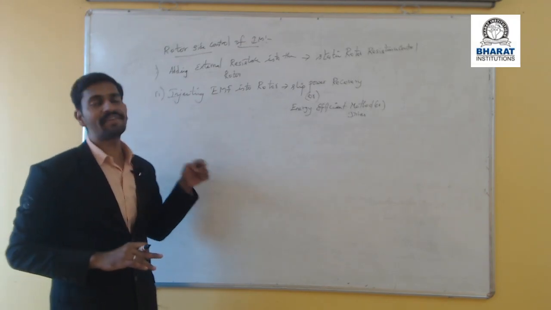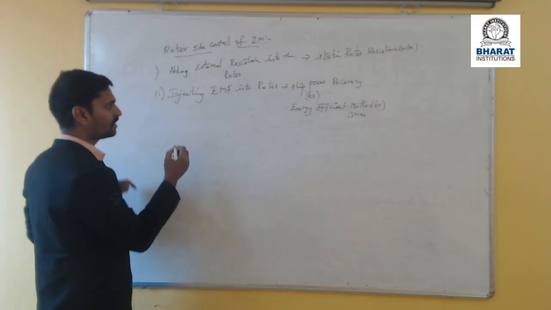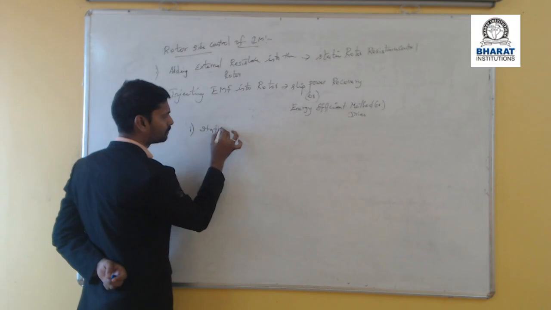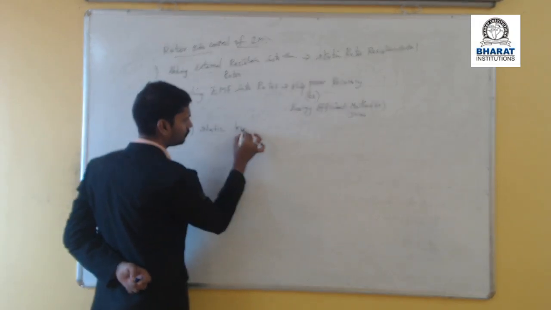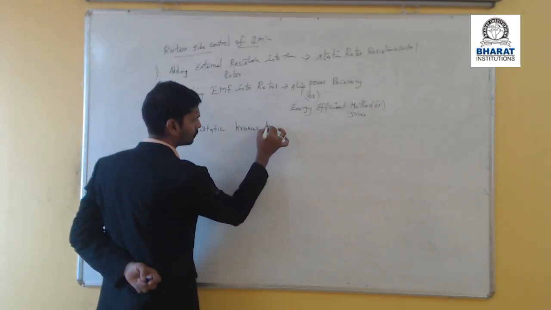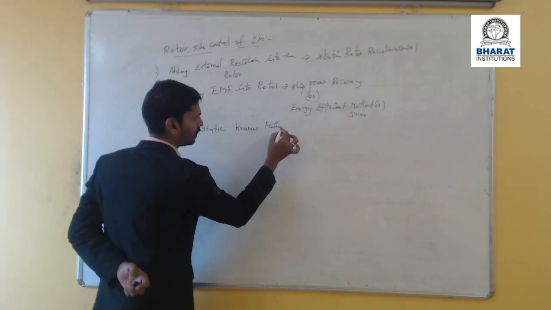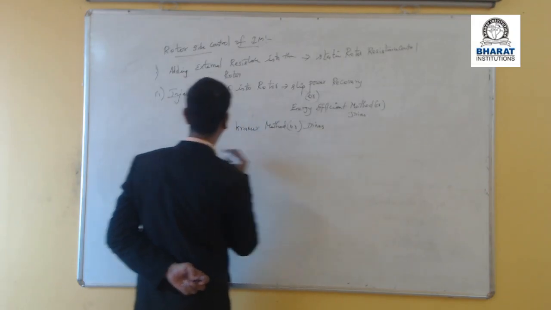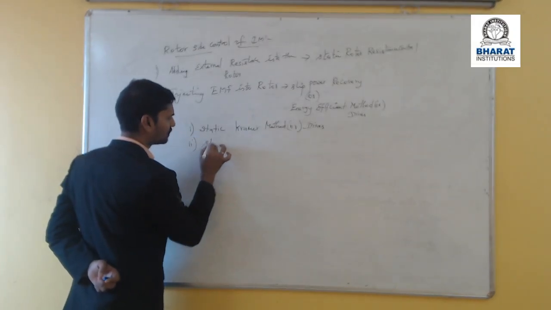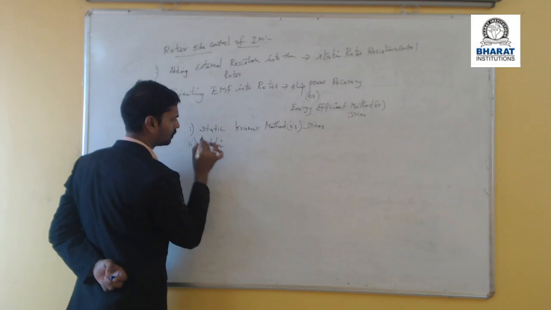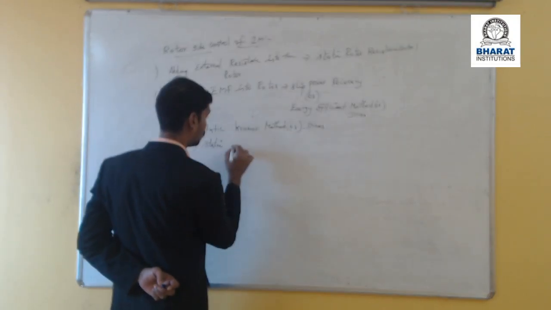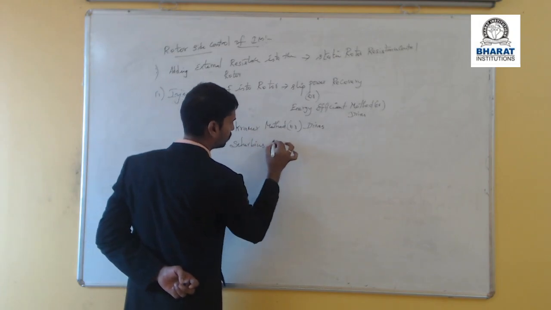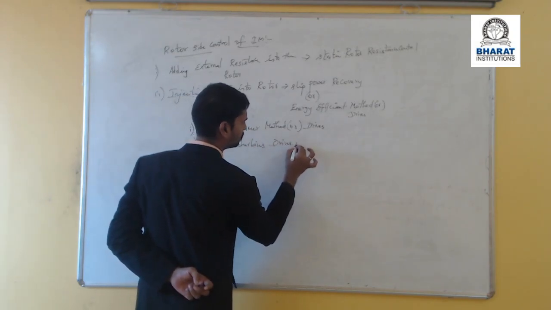The slip power recovery system can be further classified into two types. One is the static Kramer method or drive. The second one is the static Scherbius drive or method.